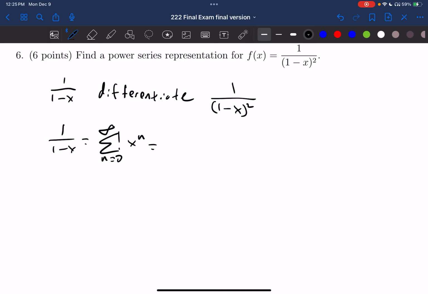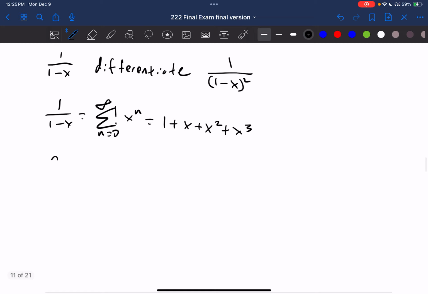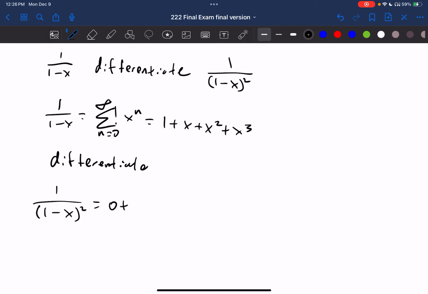This is going to be equal to, if we plug in 0, 1 plus x to the first power plus x to the second power plus x to the third power. If we differentiate the left side, we're going to get 1 over 1 minus x squared. If we differentiate the left side, we should differentiate the right side. It's going to be 0, since the derivative of 1 is 0, plus the derivative of x, which is 1, plus 2x plus 3x squared plus dot dot dot and so on.